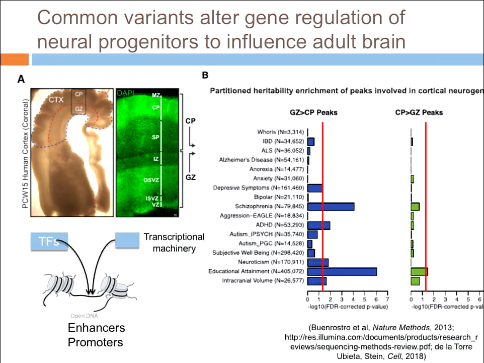And what we found is that there's enrichment and heritability explained in the regions of the genome that are associated with intracranial volume for these GZ peaks, the ones that are involved in neural progenitor proliferation. So what this implies is that genetic variation impacts neural progenitor regulatory elements during fetal development to impact adult cortical surface area. So actually the genetic changes during fetal development result in changes in the adult cortex, in the adult brain.